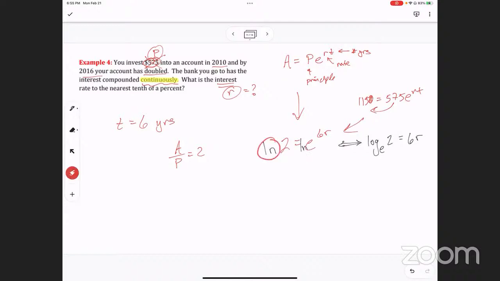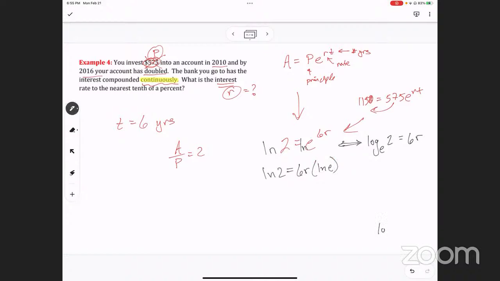What's the base of this? It's e, and we have an e involved in this. So when I do this, what's going to happen when I take this 6r down front? It's going to be 6r times the ln of e equals the ln of 2. And what's the ln of e?